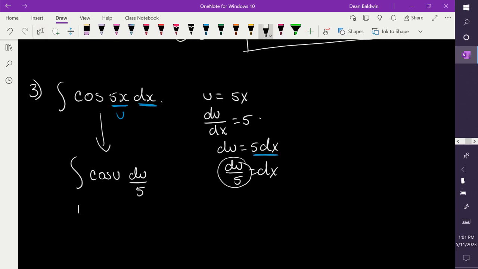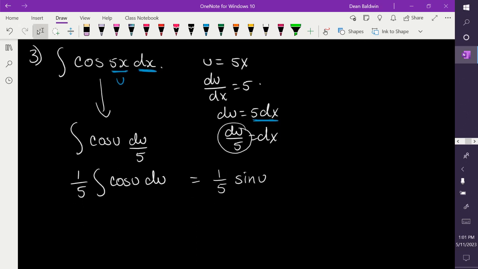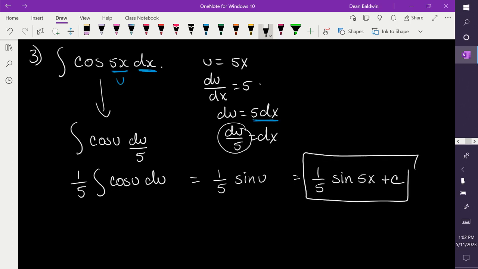You can pull the 1/5 out. What's the antiderivative of cosine? Sine of u. And u is 5x. Tack on your plus c. And you're done. Okay?